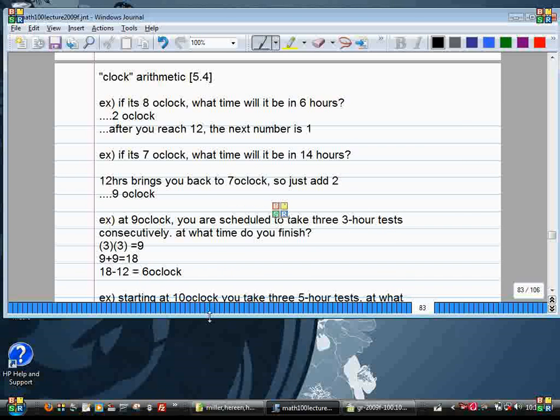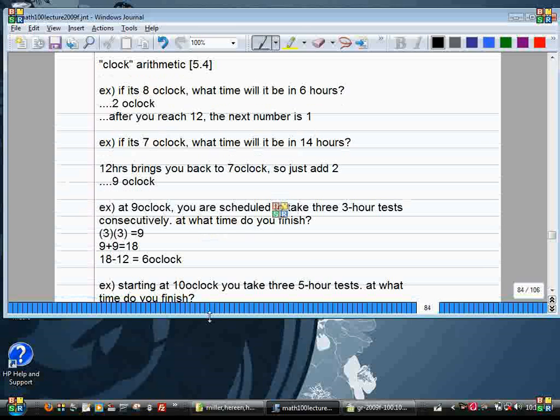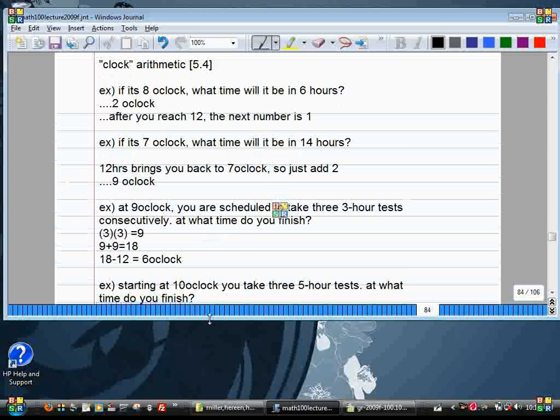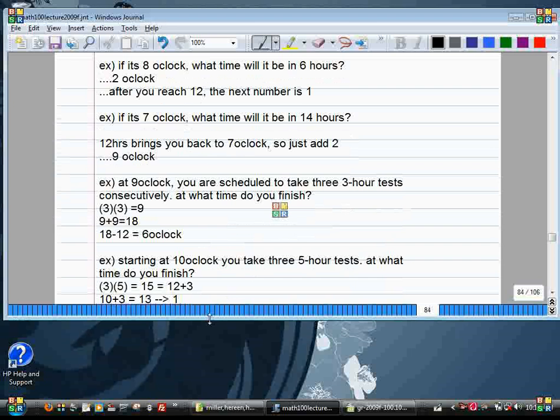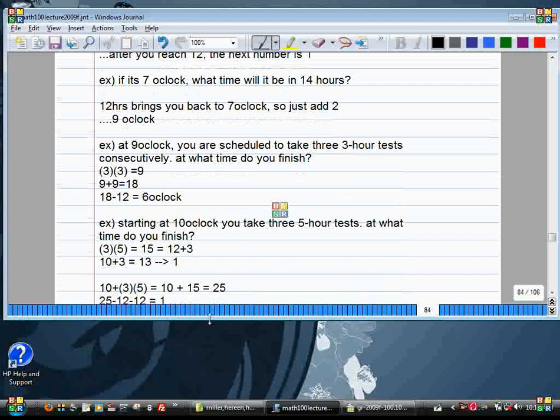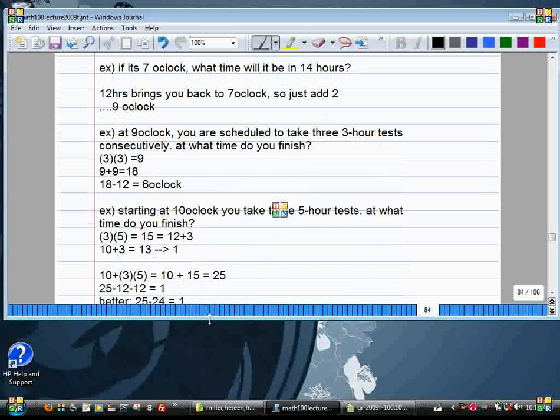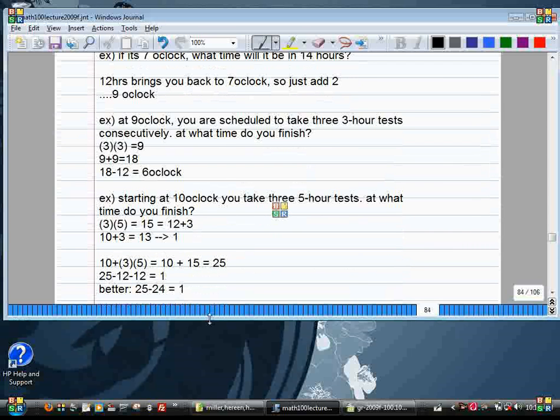Alright. Starting at 10 o'clock, you take 3 5-hour tests. At what time do you finish? Okay, and how did you get that? Is that good? Okay. So, yes. So there are 2 different ways to do this. And the better one is the way you recommended.